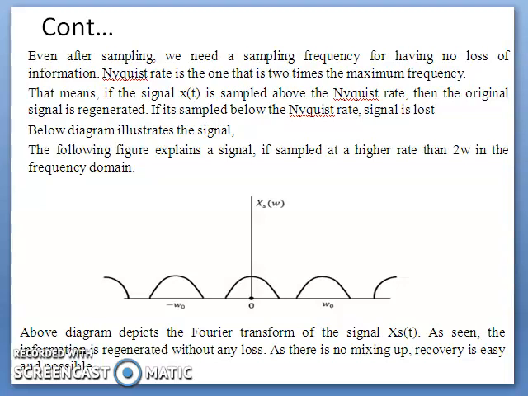That means if the signal x(t) is sampled above the Nyquist rate, then the original signal is regenerated. If it's sampled below the Nyquist rate, the signal is lost. The diagram shows that if the signal is sampled at higher than 2W, which is the Nyquist rate, in the frequency domain we will see that the signals are clearly separated from each other and there is no mix-up of signal, so recovery is easy and very much possible.